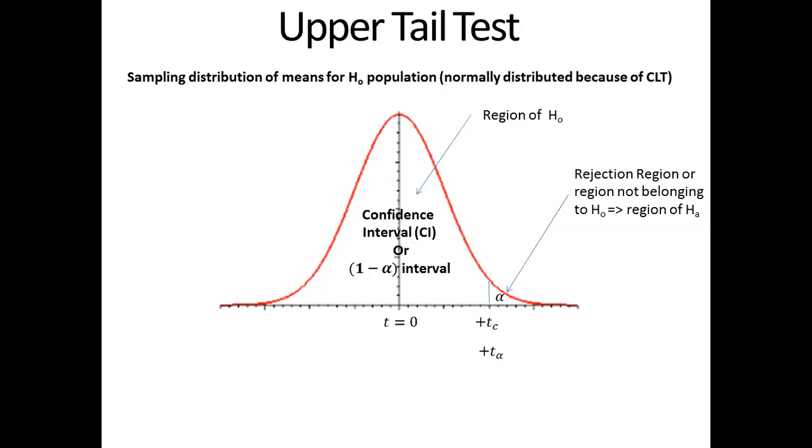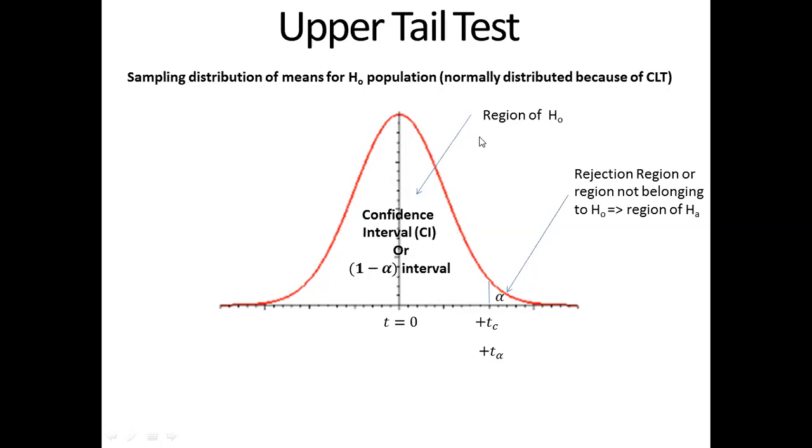And the reason for this is only because the sampling distribution of means is actually normally distributed. So that's why we do it. So over here we have such a case that the sampling distribution of means for H naught population is shown, which is normally distributed, and we can see what an upper tail test looks like for this case.